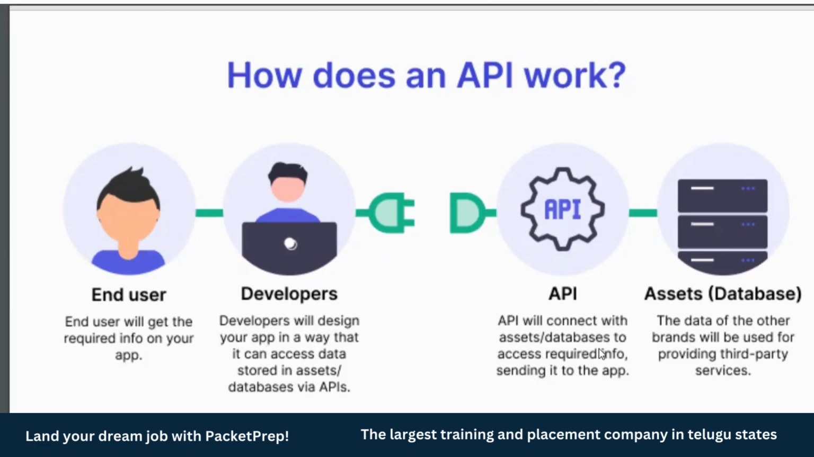The API will connect with assets or a database to access the required info and send it to the app. There is some database which already has all this data. It knows that this value in Spanish is this. All this is stored in a certain database on a certain server. So how can we access the data using our API? Basically, we are accessing the data through a different server, and we are displaying it in our application on our server using our API.